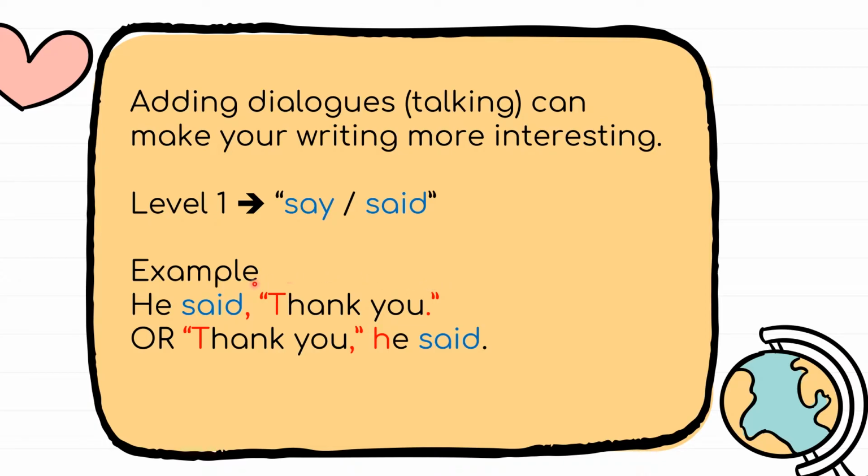And be careful about the format. So use the comma, open quotation mark, capital letter, and then full stop, close quotation mark. Or you can start with an open quotation mark, the things they said, comma, close quotation mark, and then use a small letter, and then write the said. So you may say, this is level 1, is there level 2?